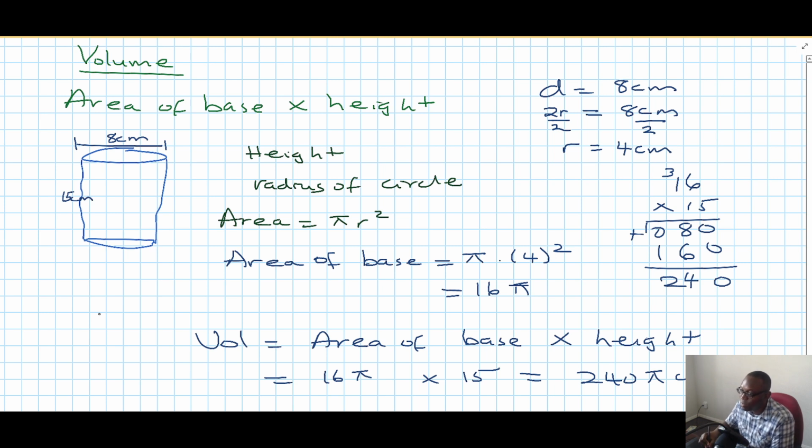Now, for some teachers, they will tell you to leave your answers with pi in there. But I think for students who are in the pre-AP classes, they want them to use pi equal to 3.14. And all you do, for such students, is on your calculator, 240 multiplied by 3.14. And that will give you your volume. I hope that answers the question.